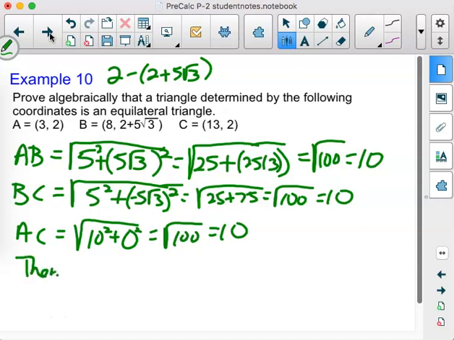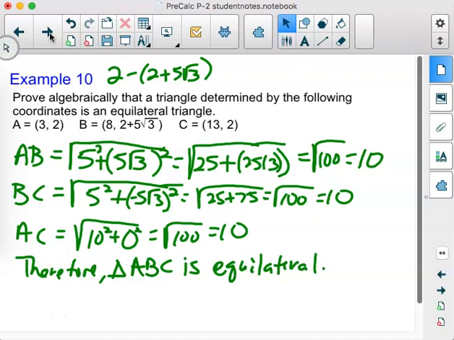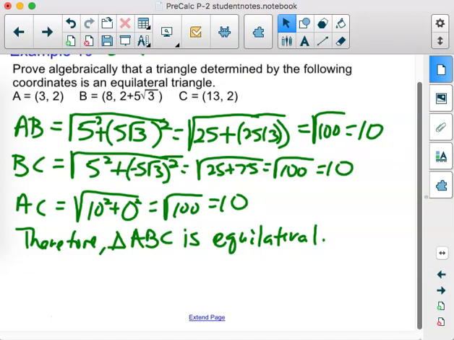Therefore, triangle ABC is equilateral. So they're proofs, but they're more algebra than anything else, with just a little conclusion at the end to tell people, hey, this is what we saw. Here's our conclusion. So that concludes all of the wonderful objectives that we had from P2.